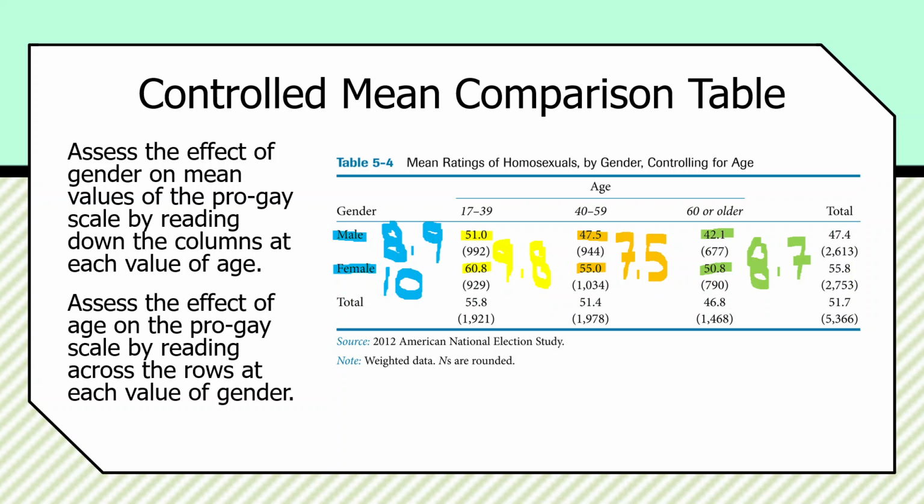The controlled effect of age is virtually the same for males and females. For men, scores decline 8.9 points across age groups from 51 to 42.1. And for women, the scores decline 10 points from 60.8 to 50.8. So we could summarize the effect of age and say the partial effect of age is about 10.